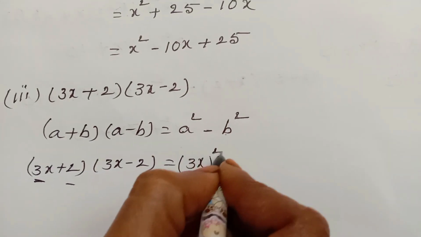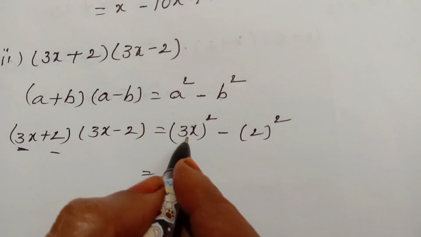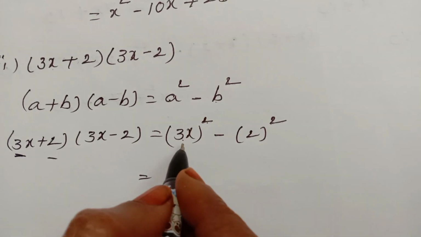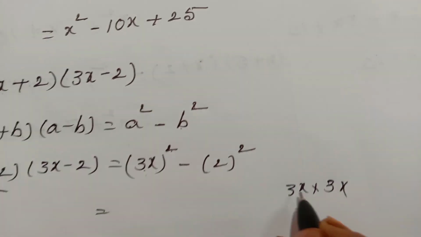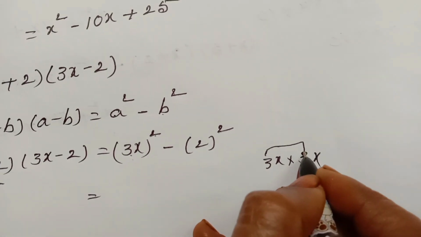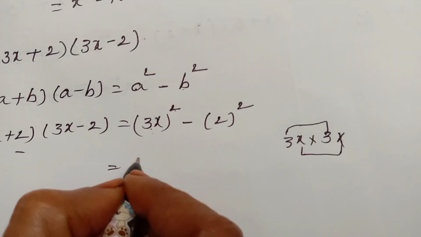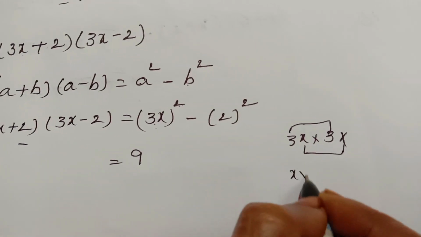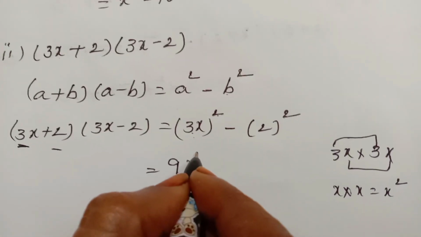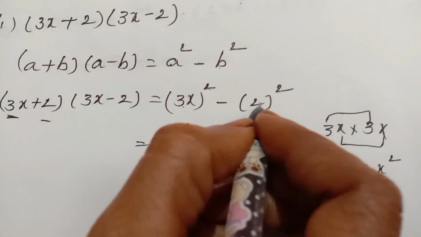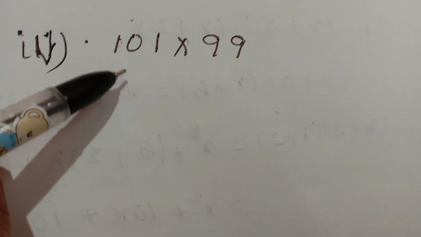3x whole square minus 2 whole square. 3x whole square means 2 times of 3x. 3x into 3x. Multiplying the constants, multiplying variables: 3 into 3, 9. X into x, x square. Minus 2 square means 2 into 2, 4.